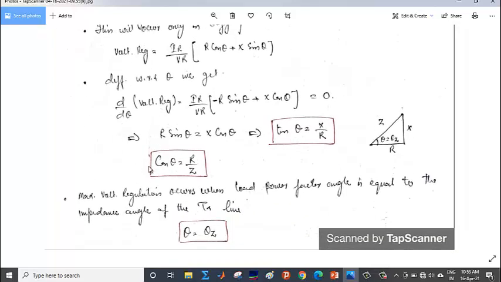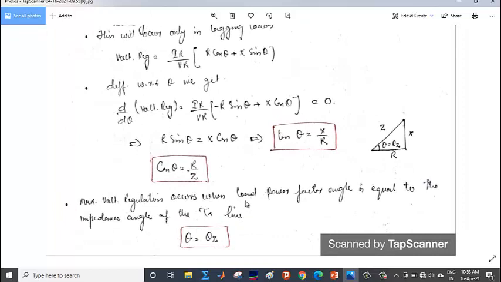That means maximum voltage regulation occurs when the load power factor angle is equal to the impedance angle of the transmission line. In that case, theta is equal to theta Z, and cos theta, that is the power factor, is equal to R by Z. R is the resistance of the transmission line, and Z is the impedance of the transmission line. If they are related to each other in this way, in that case the voltage regulation will be maximum.